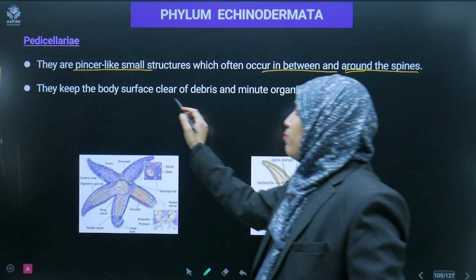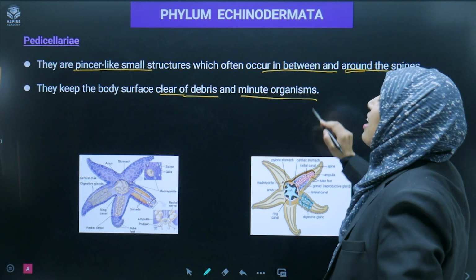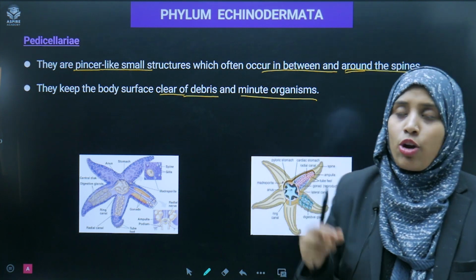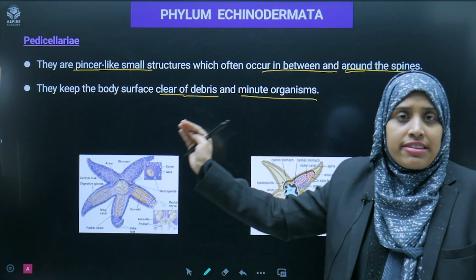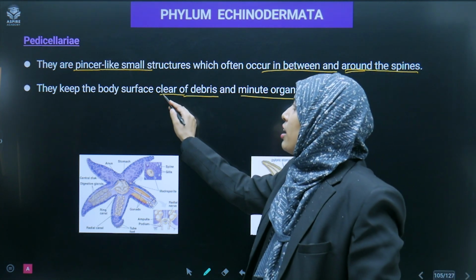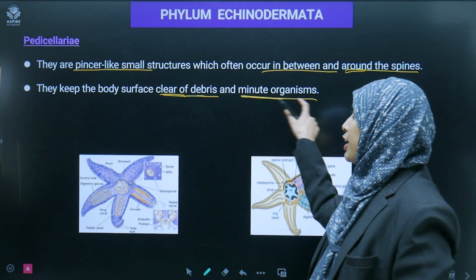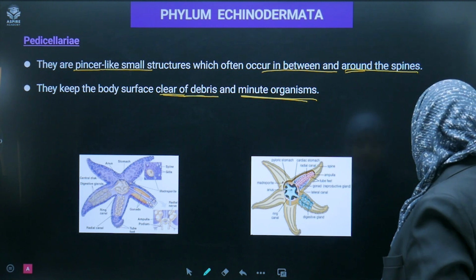They keep the body surface clear of debris and minute organisms. This way, foreign organisms cannot get stuck to the body of the echinoderms, so pedicellaria act as cleaners of debris. They can clear the body surface of debris and other minute organisms. So this is about the pedicellaria.